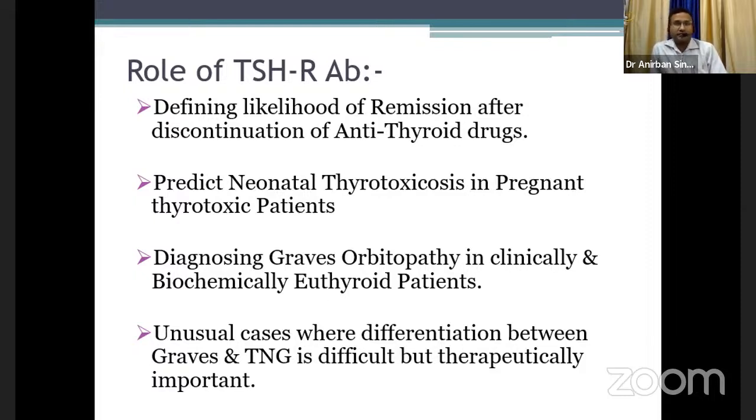In pregnancy, neonatal thyrotoxicosis, critically ill euthyroid patients also. So when thyroid levels suggest disease, the TSH receptor antibody level is very high, as in orbitopathy. In unusual cases, as I said, these other things are very difficult to look for. In that situation, it is possible to find out by the TSH receptor antibody.